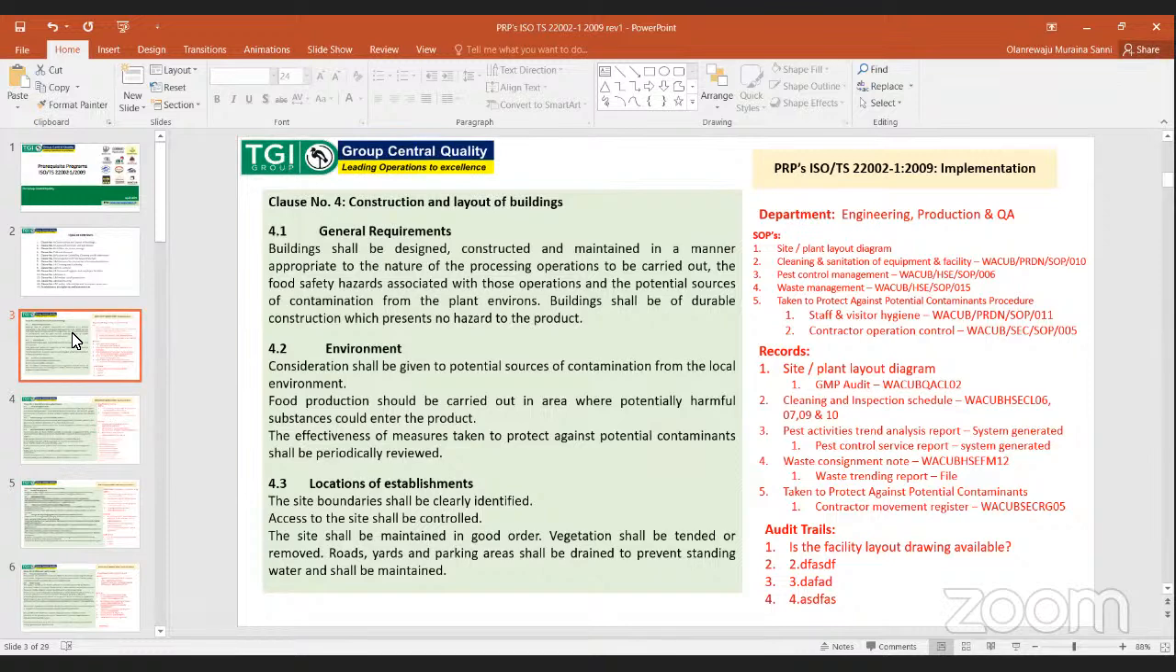We are also going to look at the environment, which is clause 4.2. That is, we need to consider and understand the environment where WAKI is operating. Then, on the right side, the relevant SOP that is standing as evidence for this requirement is SOP 1. For construction and layout of our building, we have our site plan.